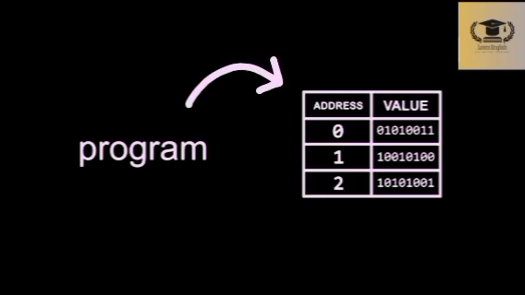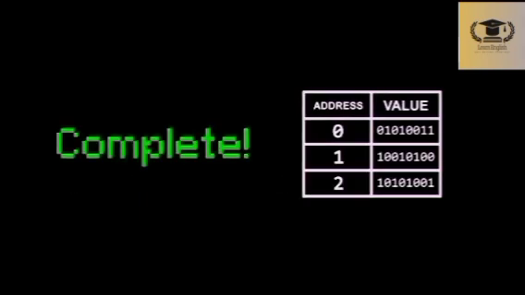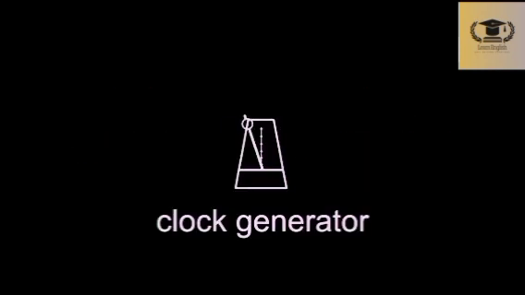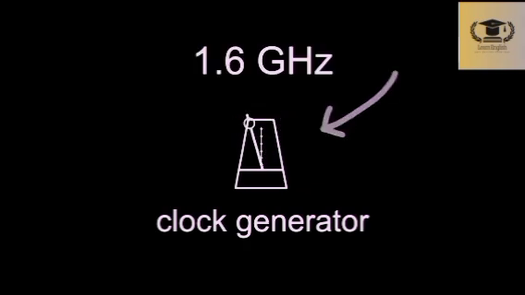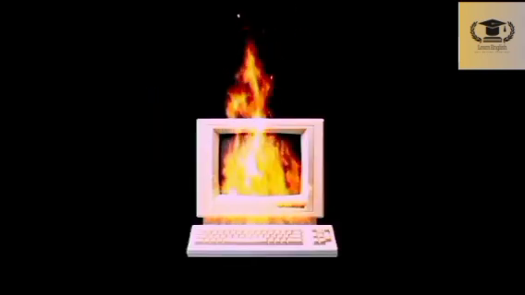Since a program is basically just a list of instructions in memory, to run it, the CPU executes them one by one in machine cycles until it's complete. Oh yeah, did I mention that this happens really fast? Modern CPUs can do billions of cycles every second, which are coordinated and synchronized by a clock generator. The speed of this clock is measured in gigahertz, and people often overclock their CPUs to improve performance, which is nice but might just set your PC on fire.